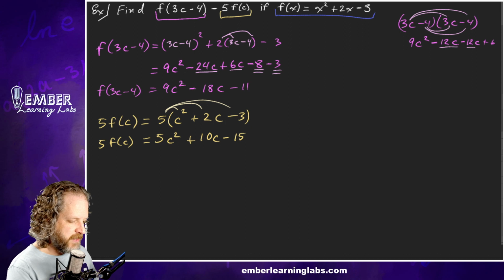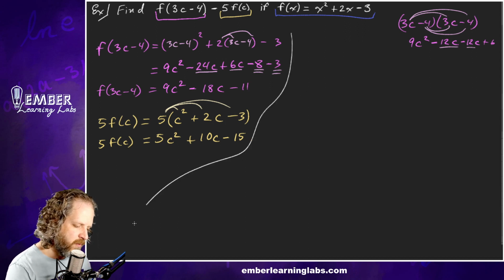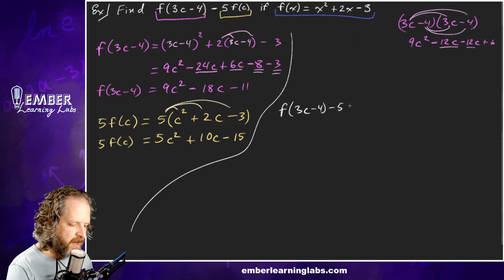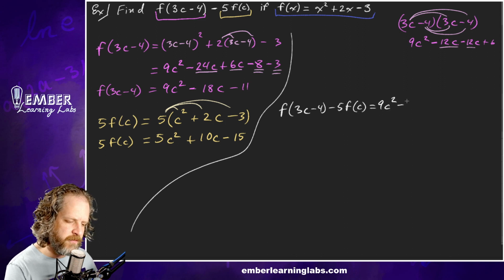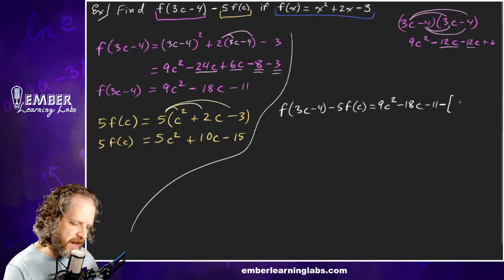So now what we want to do is take this pink one, this guy, and minus that guy. And so that's exactly what we're going to do. Let's change this over here. We'll go back to a white. So f of 3c minus 4 minus 5 times f of c is going to be this first bit: 9c squared minus 18c minus 11, minus this one, so that guy, 5c squared plus 10c minus 15.